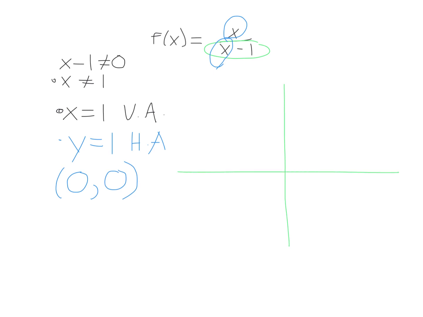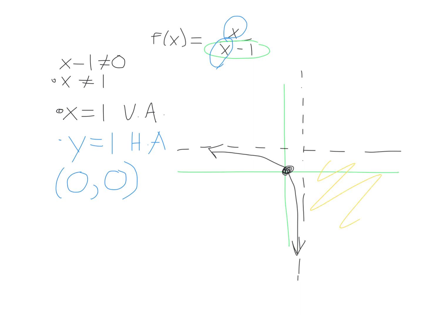Let's sketch in our vertical asymptote at x equals 1. And we have a horizontal asymptote at y equals 1. We know we have an intercept here. We know basically it exists everywhere except for at x equals 1, so we have to draw a function in that area. And we can't get a function down in this area because the function doesn't cross the x-axis at any other points, so therefore it has to look like this.